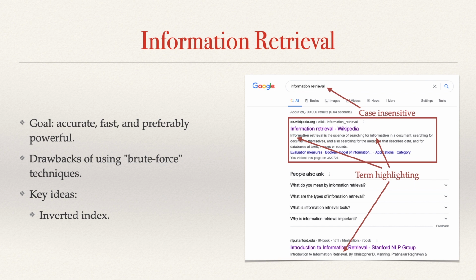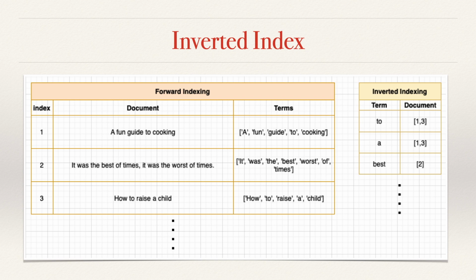Lucene overcame these problems by using a key idea called the inverted index. So what is the inverted index? The inverted index is the opposite of the forward index. The forward index lists each document and its corresponding terms, while the inverted index lists terms and the corresponding list of documents that have these terms. This results in higher search efficiency.